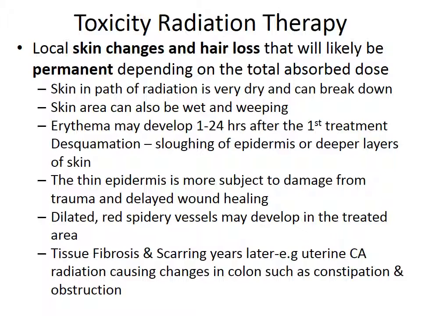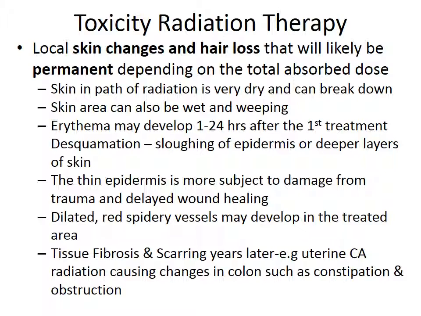Radiation therapy toxicity. Local skin changes and hair loss that will likely be permanent, depending on the total absorbed dose, are common in radiation. The skin in the path of the radiation is dry and can break down, and also could be wet and weepy. Erythema often develops 1 to 24 hours after the first treatment of radiation, and desquamation, or sloughing of the epidermis or deeper layers of the skin, is common.